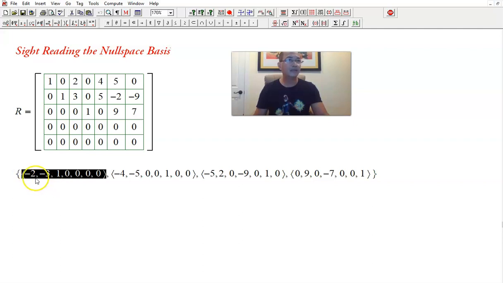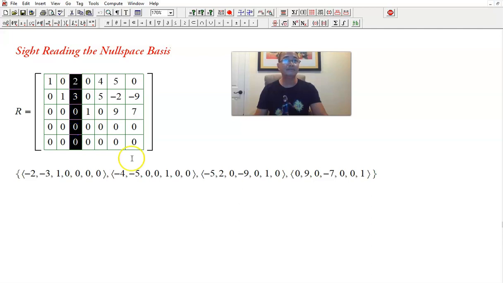-2, -3, 1, 0, 0, 0. And this was the vector corresponding to x3, which is a free variable. So, -2, -3. Those are the opposites of 2 and 3. But there's a 1 in the 3rd component because the free variable corresponds to x3.